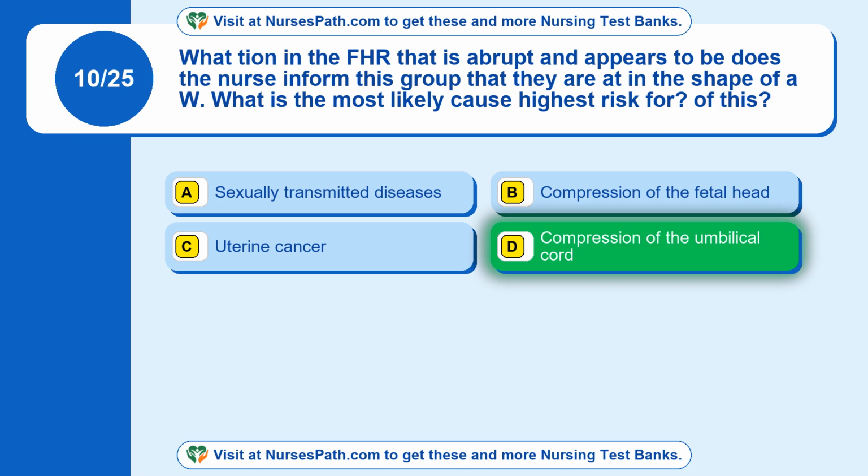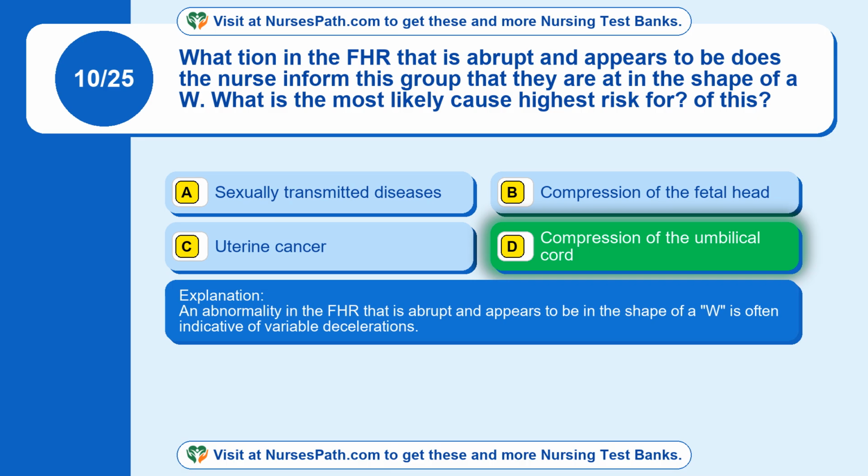The correct answer is option D. Compression of the umbilical cord. An abnormality in the FHR that is abrupt and appears to be in the shape of a W is often indicative of variable decelerations.